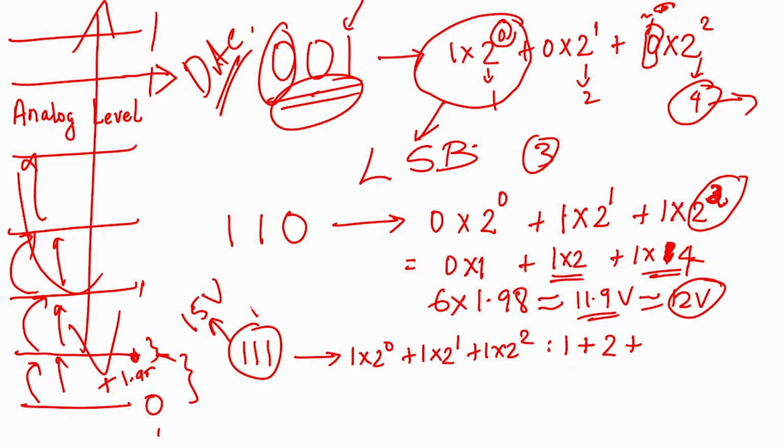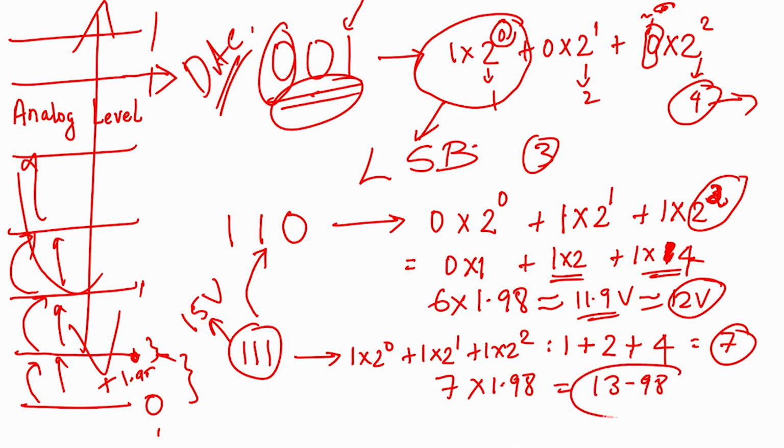So this is two levels below, correct? Because in between we have one level below. We have 110 and then that is 111, correct? So 1 plus 2 plus 4 equal to 7, correct? 7 into 1.98, that will be around 13.98. So till there only.